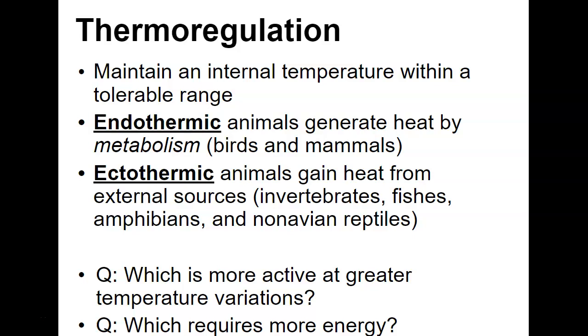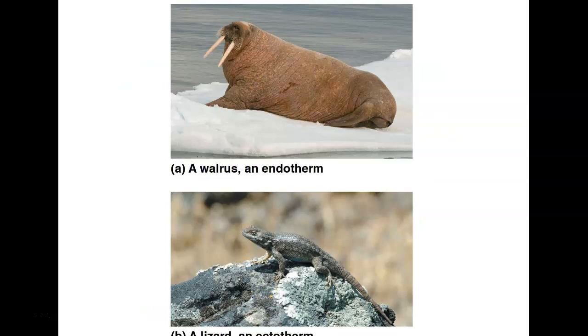Definitely endotherms. So it does require a lot more energy put in for us to maintain the internal temperatures that we have. All right, so here are some examples. A walrus is an endotherm. It tries to maintain a steady internal temperature regardless of whatever environment it's in, which is probably why it has such thick blubber to help insulate it.